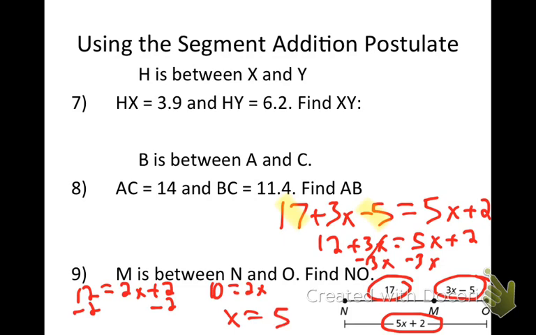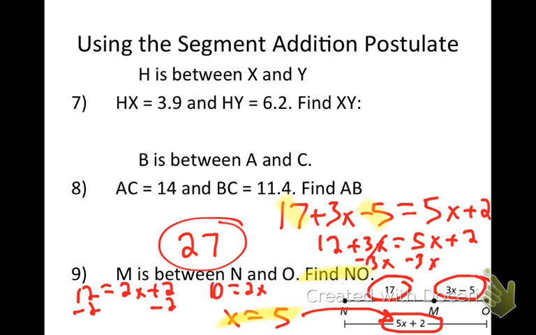Is that my answer? No. Why is that not my answer? It says it wants me to find NO. So I take the x equals 5 and I plug it in where NO is. So I plug it in right down here. What's 5 times 5? Plus 2.